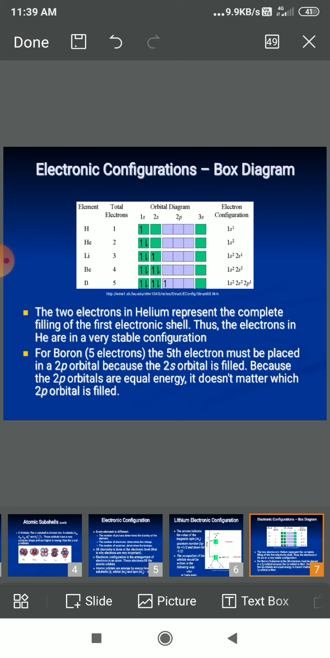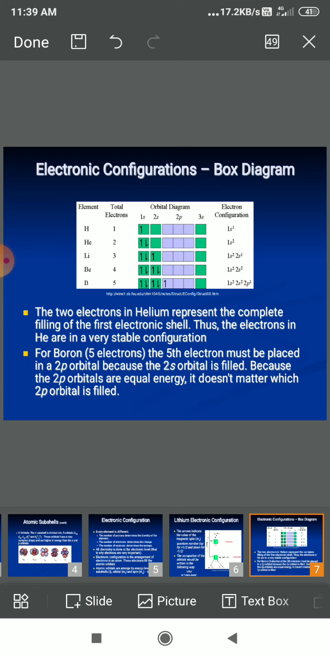Electronic configurations in box diagram. There are 5 elements, their electrons, orbital diagram and electronic configuration. First is the hydrogen element. The total electron present in hydrogen is 1. The orbital diagram is 1s1 and electronic configuration is 1s1.